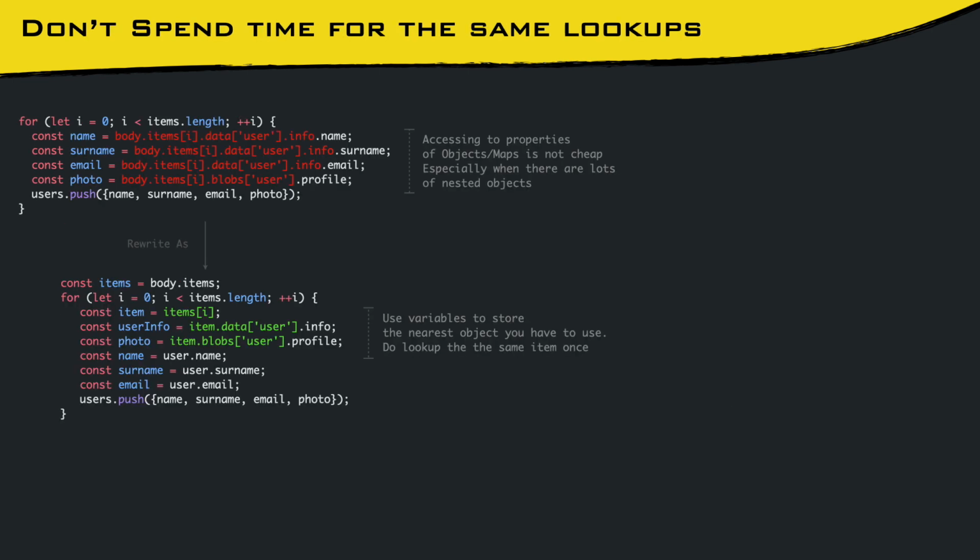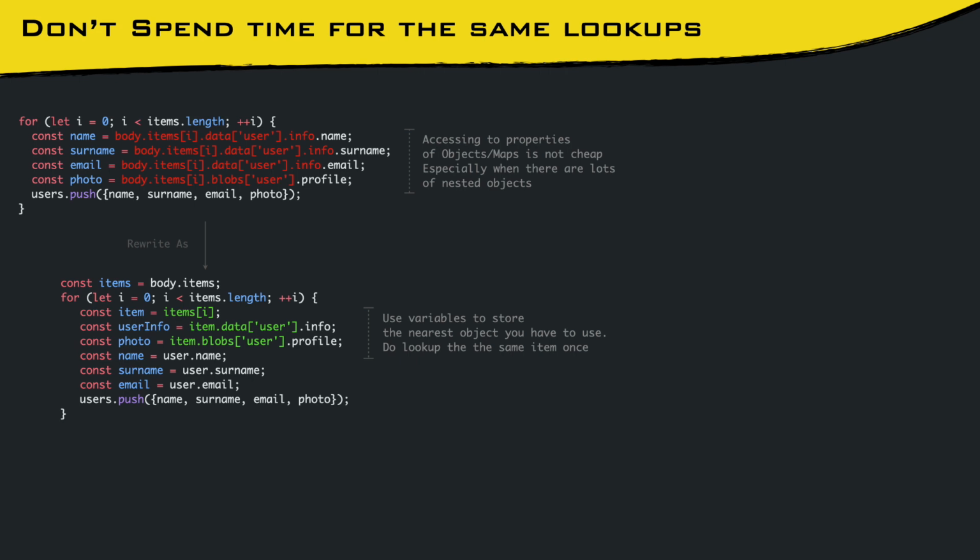Sometimes the syntax makes things look easy, and you forget what is going on under the hood. If your code looks like this, where you keep accessing the same inner object or you look up the same key from a map and so on, you're wasting a lot of time, and your code is slowed for no reason. You should not be afraid of using variables.